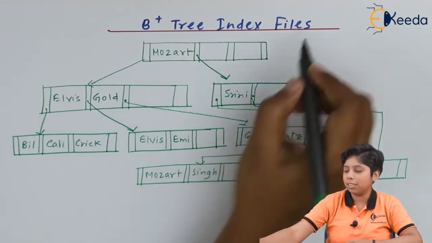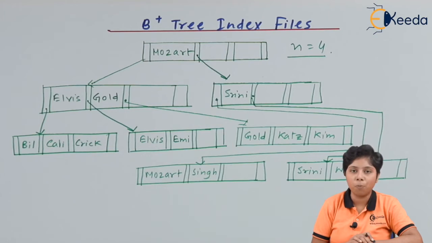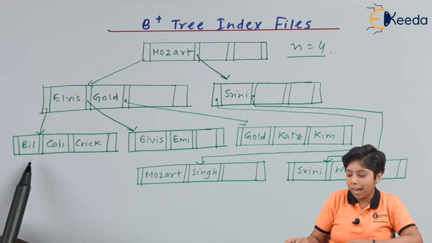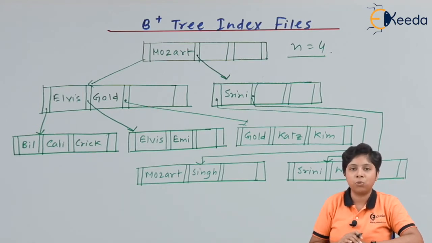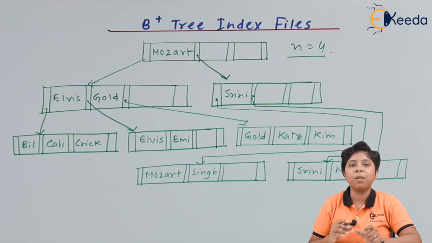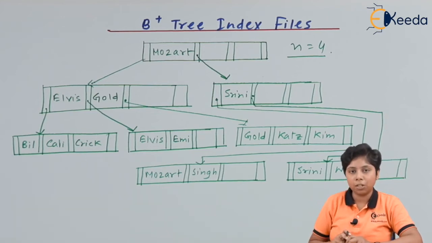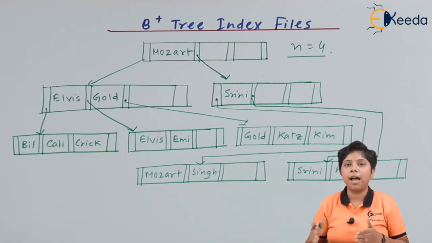But if we consider n equals 4 pointers, that means we can have at most 4 pointers, so we cannot just add it here. Otherwise it will unbalance our tree, and as we know, a B plus tree is always a balanced tree. So how can we do that? We first attach Adams to Bill, Kelly and Creek, and then divide it into two parts: Adams and Bill, and Kelly and Creek.